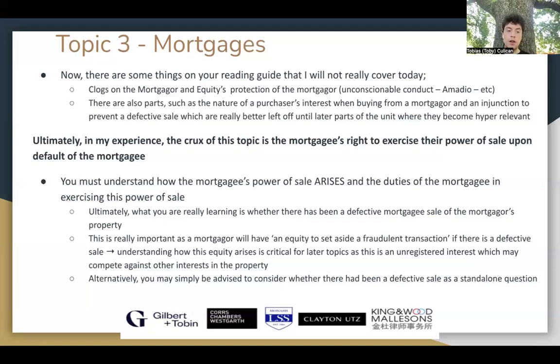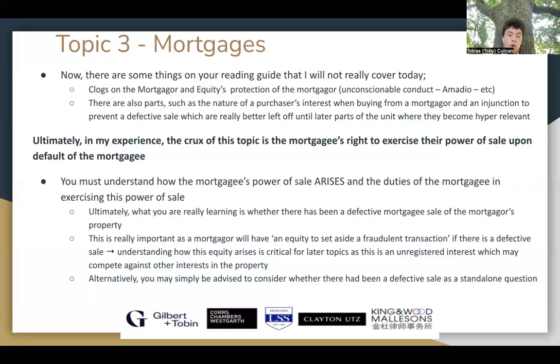Ultimately, in my experience, an important caveat, the crux of this topic is the mortgagee's right to exercise the power of sale upon default of the mortgagor, sorry. I'm sure in my slides I've messed up mortgagor and mortgagee a lot. I'm so sorry. You must understand how the mortgagee's power of sale arises, and the duties of the mortgagee in exercising this power of sale. Again, ultimately, what you are really learning is whether there has been a defective mortgagee sale of the mortgagor's property.